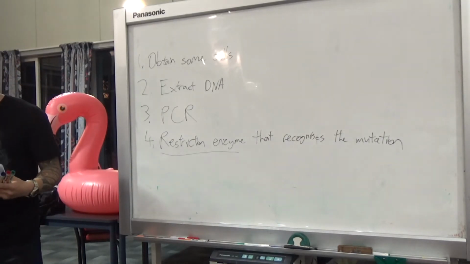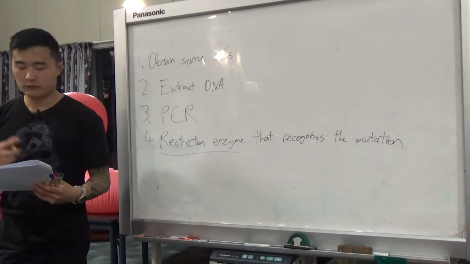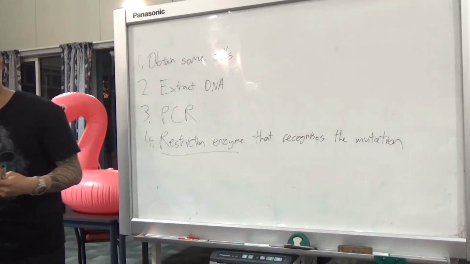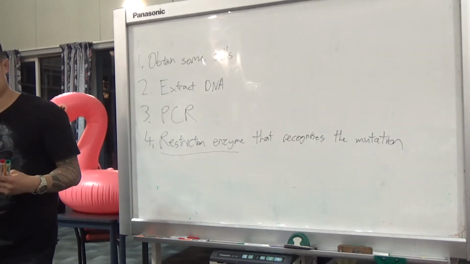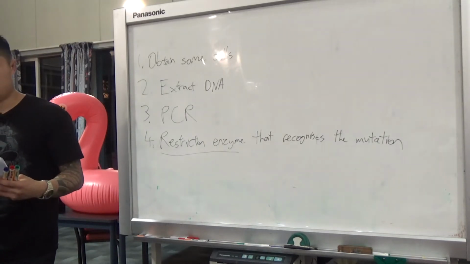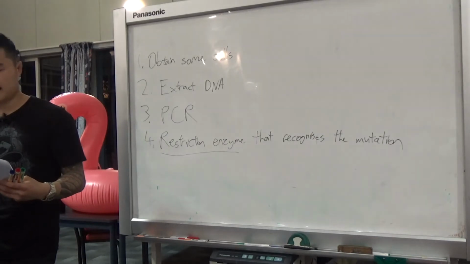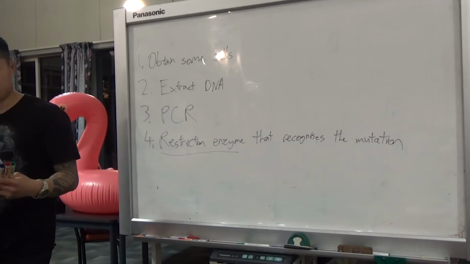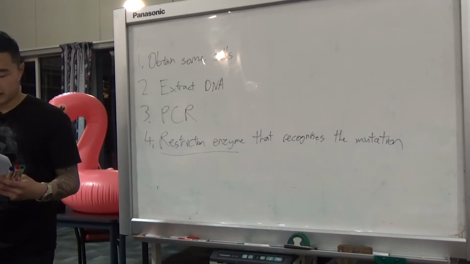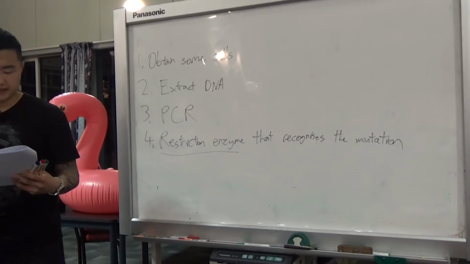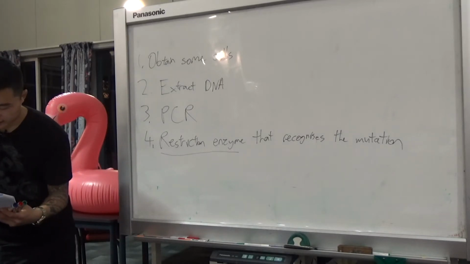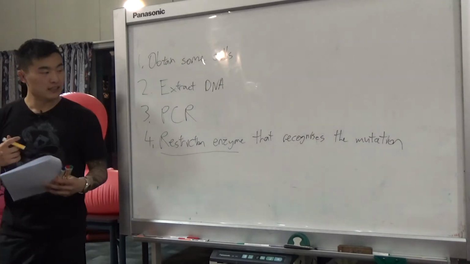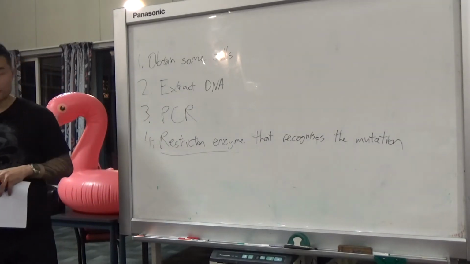Whereas if you don't have the mutation, so if you have the wild type sequence, so wild type just means normal, it's not going to recognize that gene, and it's not going to cut it. And so if the mutation is present, then the DNA will be cut into 2 smaller fragments, whereas the wild type will not be cut by the restriction enzyme. And then the 2 smaller fragments can be detected by gel electrophoresis.